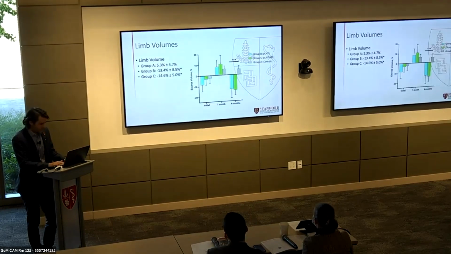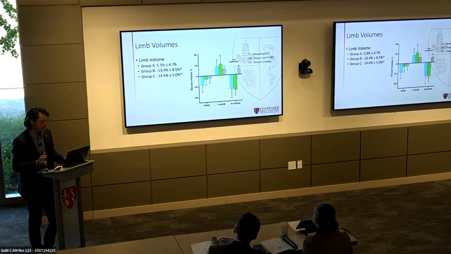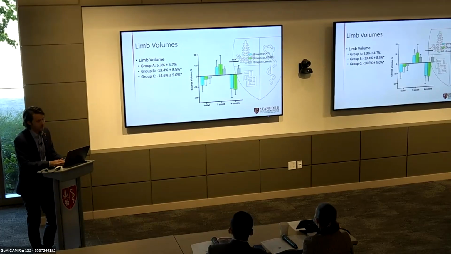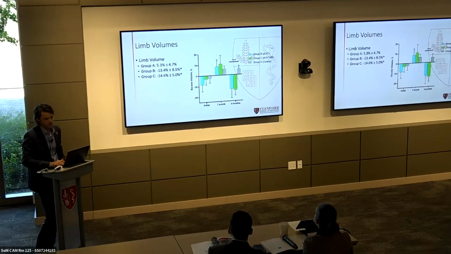In terms of the volumetric analysis, you can see on the far right, our control group, group A, the lymph volumes were essentially the same at the 1 month and 4 month time frame, but our treatment groups saw a drastic decrease in lymph volumes. So the lymphedema was improved in those groups.